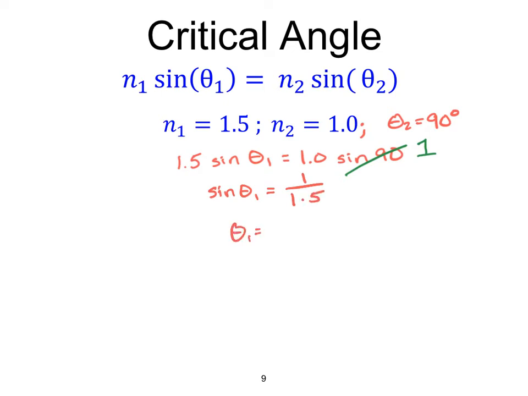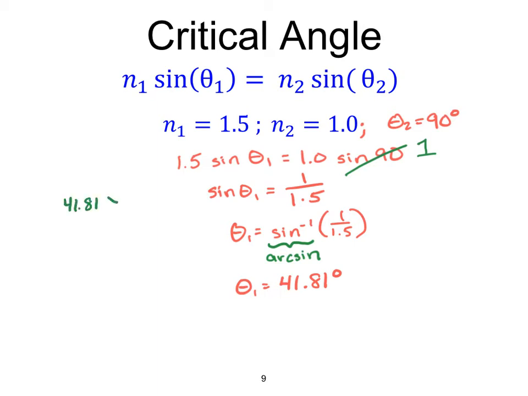And then we take the arcsine, or the inverse sine, of 1 over 1.5. Our final answer is that θ1 is equal to 41.81 degrees when the angle of refraction hits 90 degrees. Any angle of incidence greater than 41.81 degrees will result in no refraction. This agrees with what we found experimentally just by looking at the PhET simulation, where we found that the angle at which refraction is cut off is somewhere between 41.8 degrees and 42 degrees.